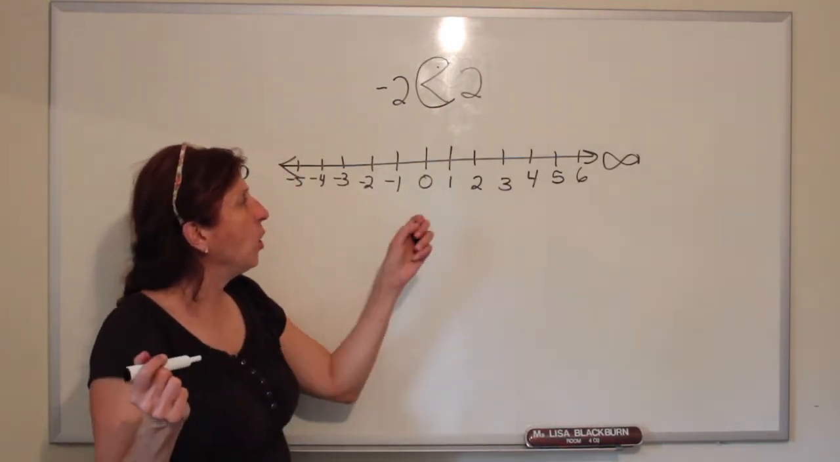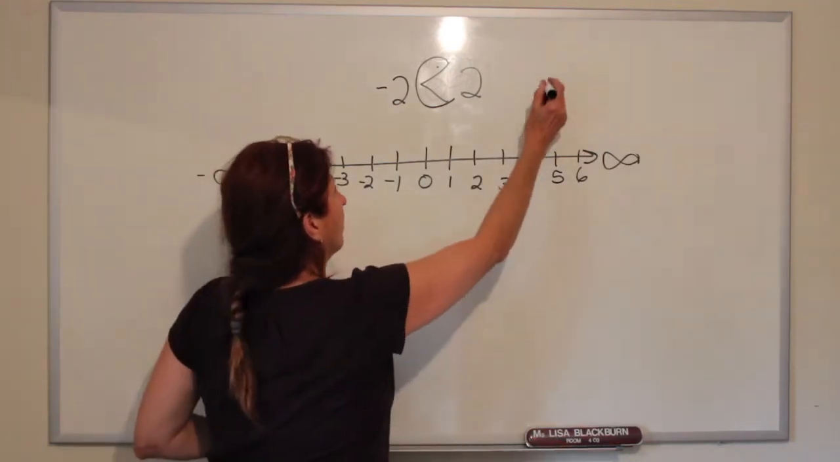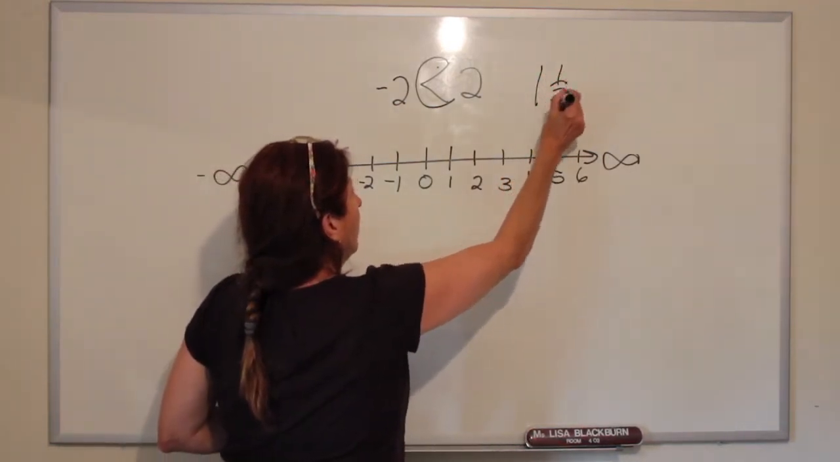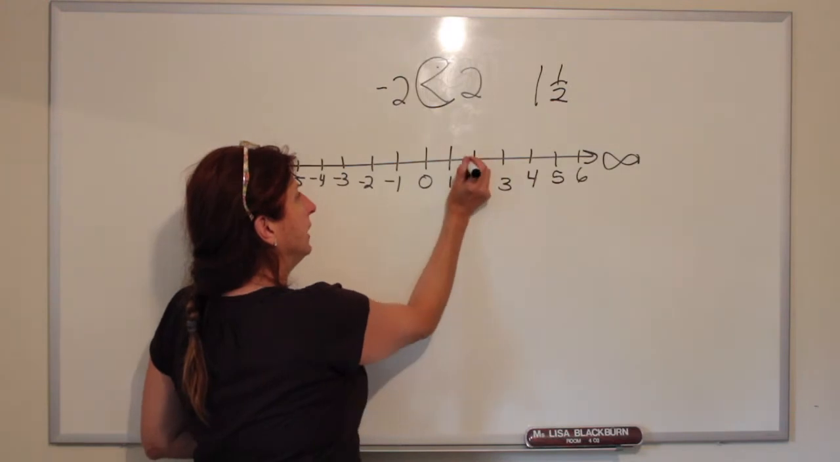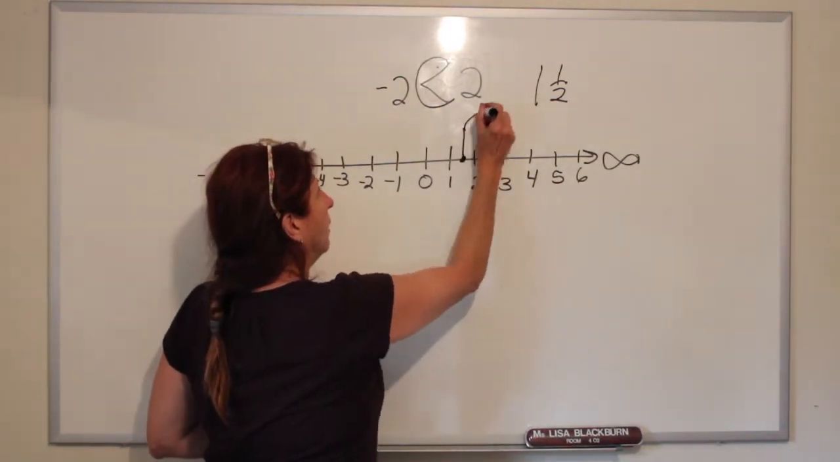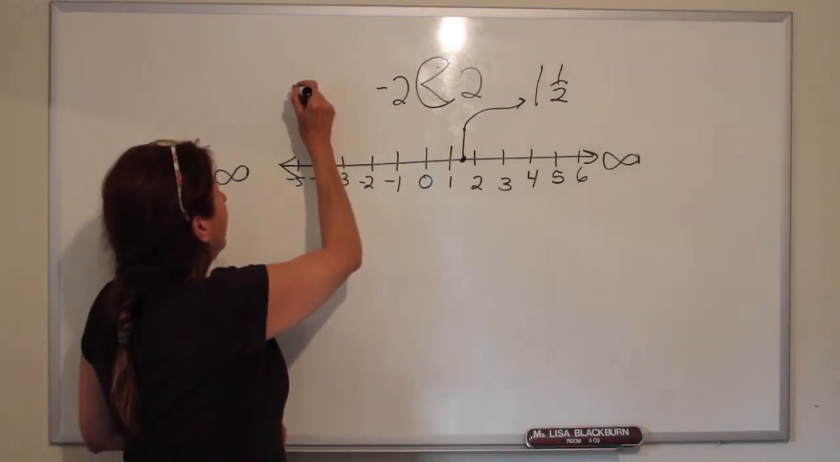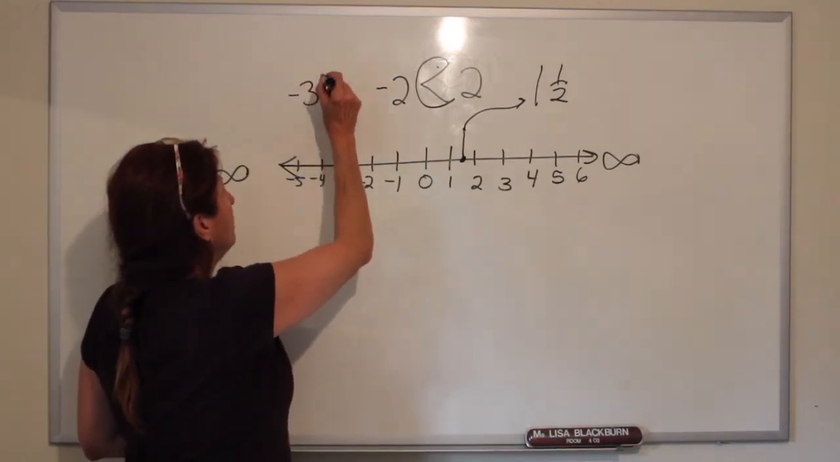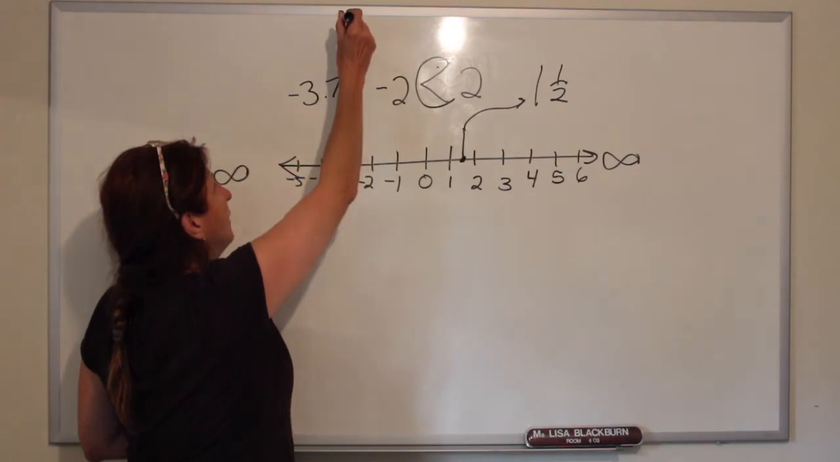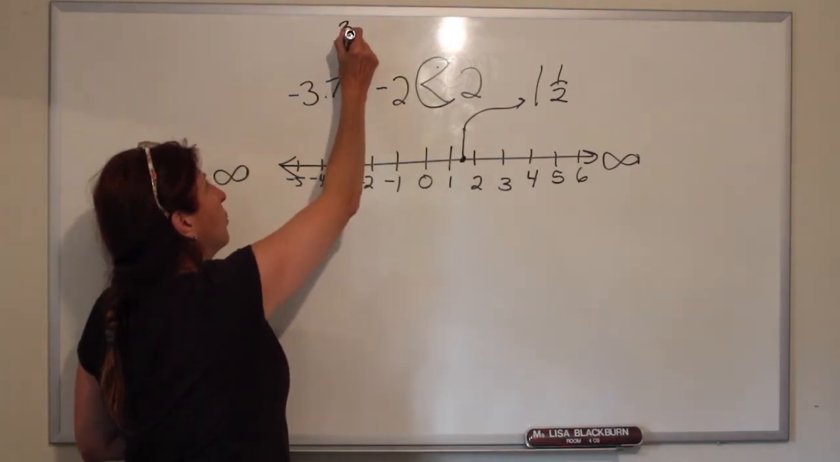Now what if you had 1½ you're putting on the number line? Then it would go between 1 and 2 right there. Whoop. More fun with sound effects. What if you had -3.75? 0.75 is the same thing as about 3/4.